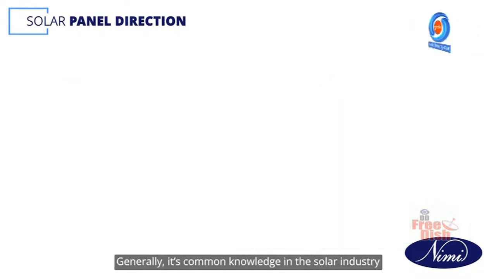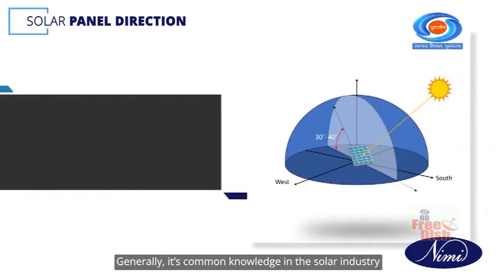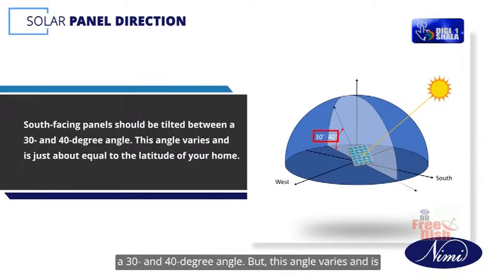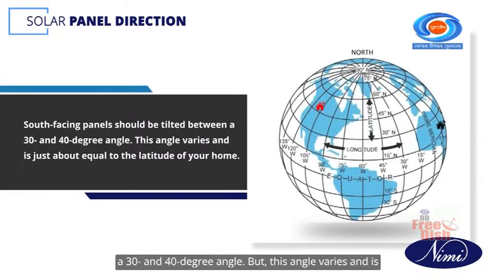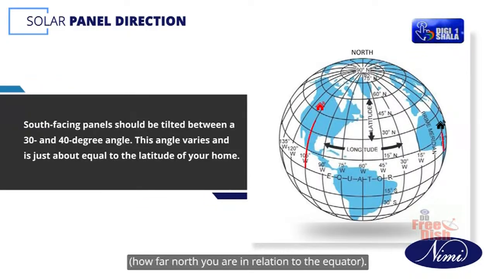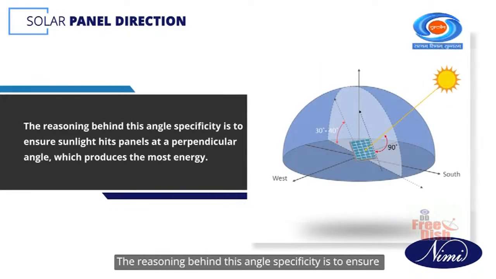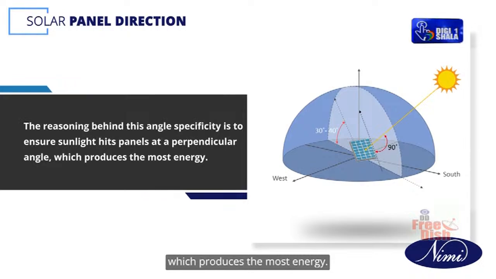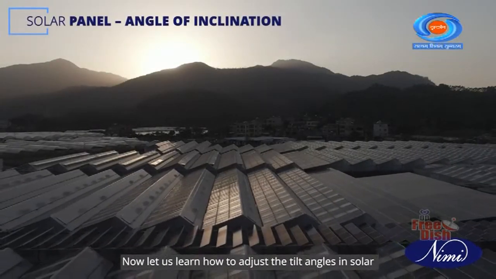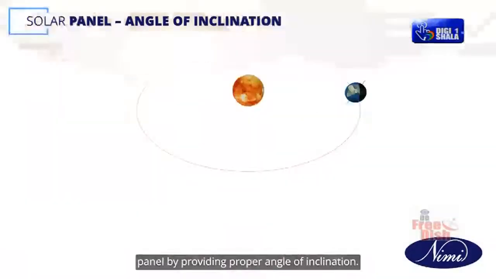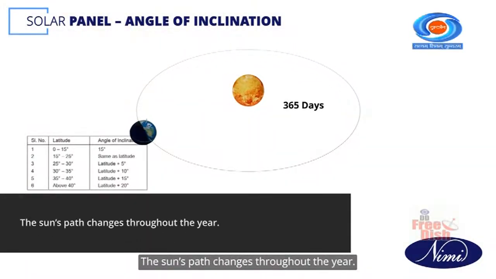Generally, it's common knowledge in the solar industry that these south-facing panels should be tilted between a 30 and 40 degree angle. But this angle varies and is just about equal to the latitude of your home, how far north you are in relation to the equator. The reasoning behind this angle specificity is to ensure sunlight hits panels at a perpendicular angle, which produces the most energy. Now, let us learn how to adjust the tilt angles in solar panel by providing proper angle of inclination. The sun's path changes throughout the year.